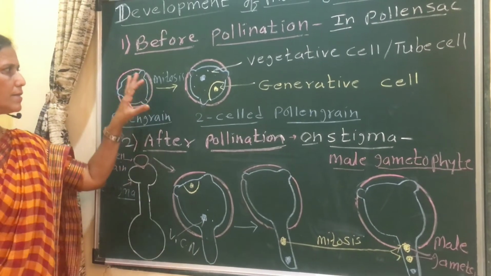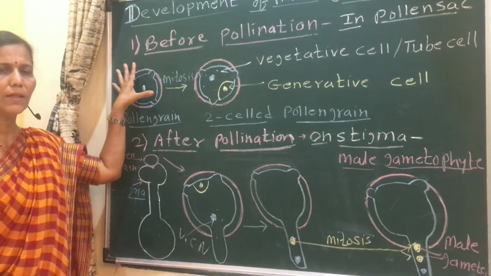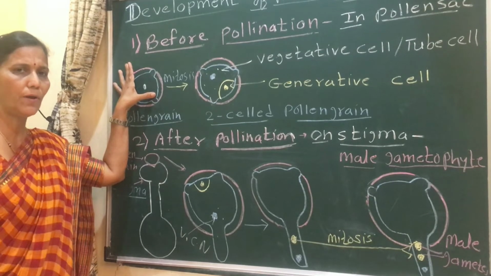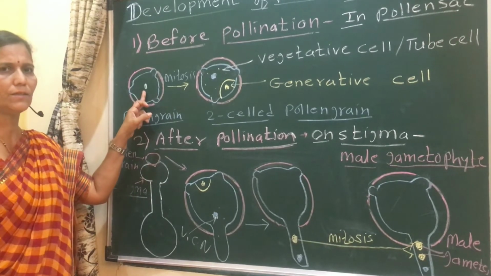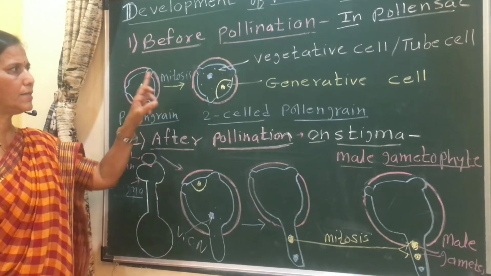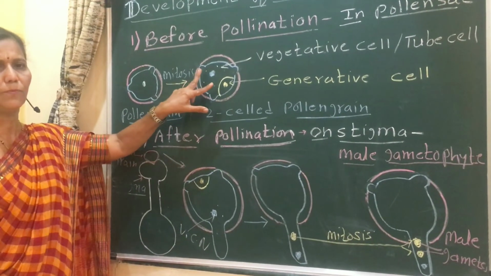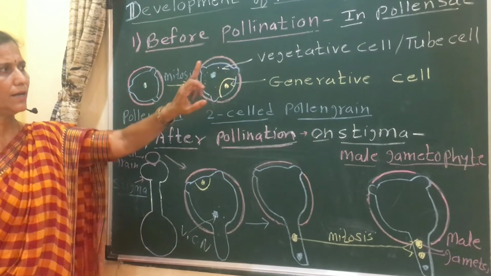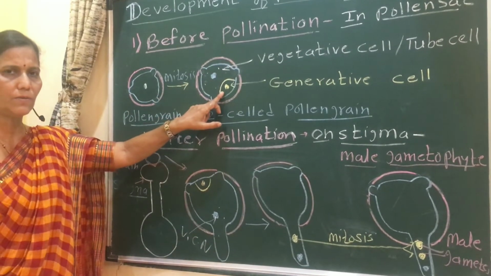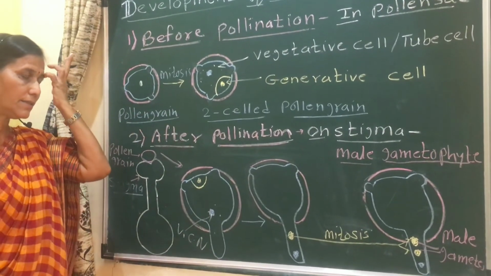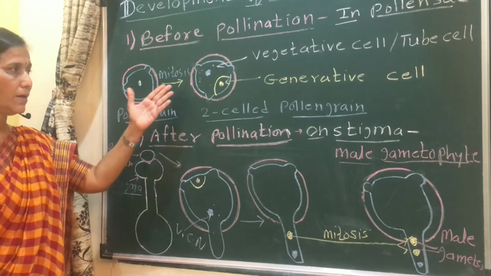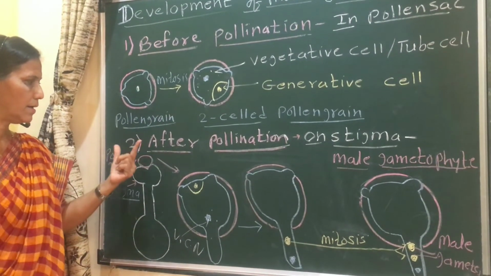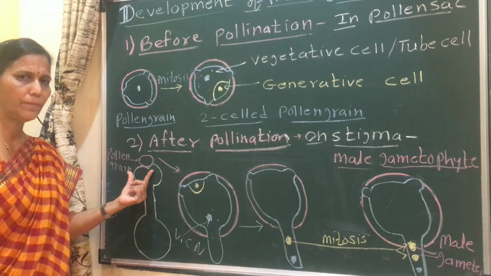Again we will revise. Pollen grain is the first stage of the gametophytic generation. Pollen grain is a haploid, uninucleate, unicellular structure. In the pollen sac, it undergoes mitosis to form 2 unequal cells. The larger one is the vegetative cell and the smaller one is the generative cell. At this stage, it is released from the anther or pollen sac by its adhesions and settles on the stigma.